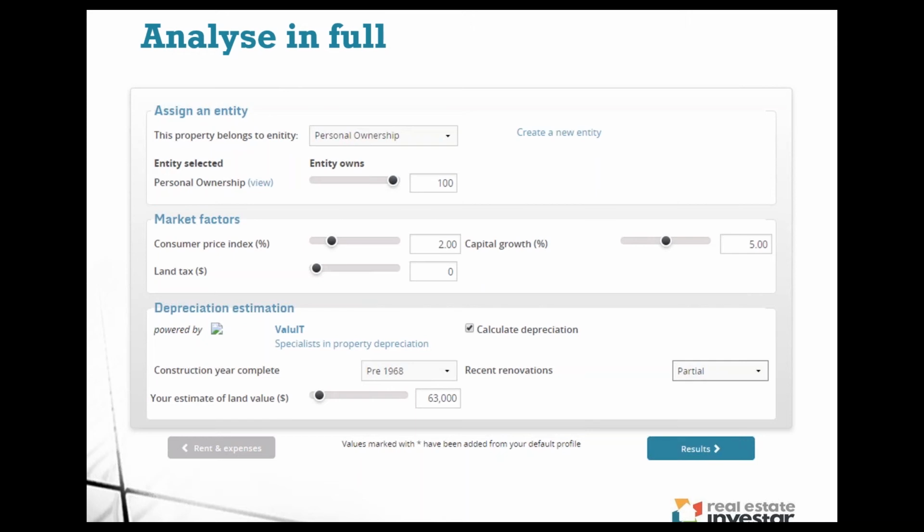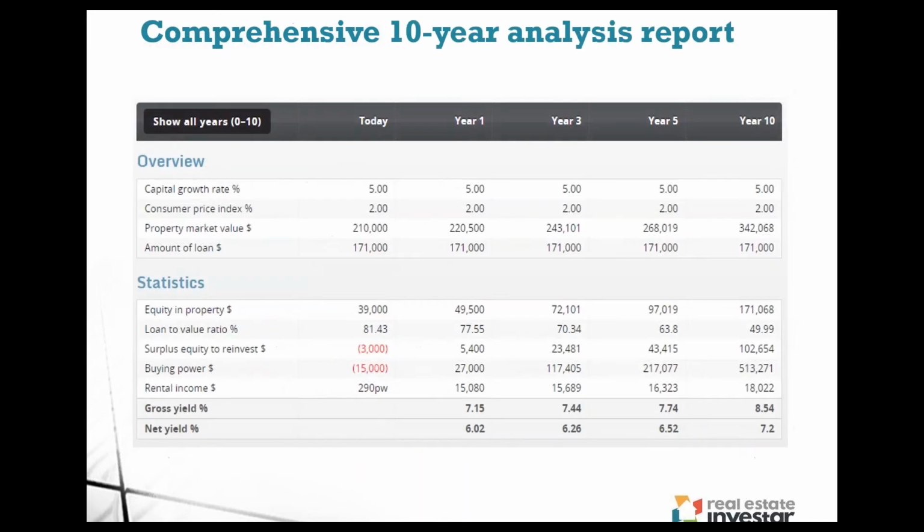We know also from the My Value, which I'm going to show you, this house was pre-1968. It's roughly 65. Okay, and the recent renovations, we can put in none, full, or partial to reflect true depreciation and so on of the property. Okay, so this is what we get, the outcome of it.